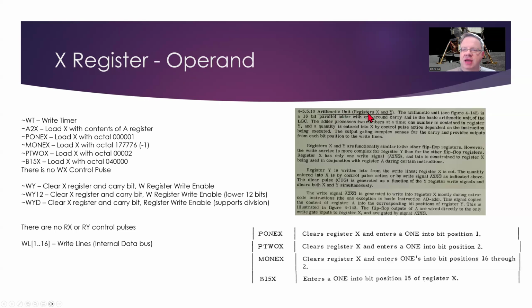We can see here that X and Y are part of the arithmetic unit that we just talked about, and these are some of the details we discussed for the Y register. They mention that the X and Y registers are similar to the other flip-flops. However, the write service is more complex for register Y, as we talked about in the last episode. It also mentions why register Y is written into from the write lines, but register X is not. The quantity entered into X is by control pulse action or the write line A2XG. That's a control pulse that transfers data from the A register directly into the X register, not going through the write lines.